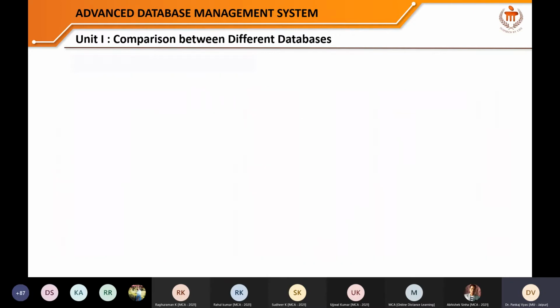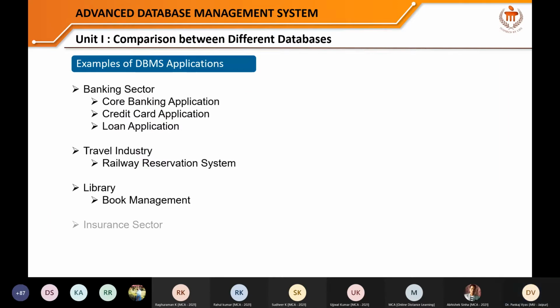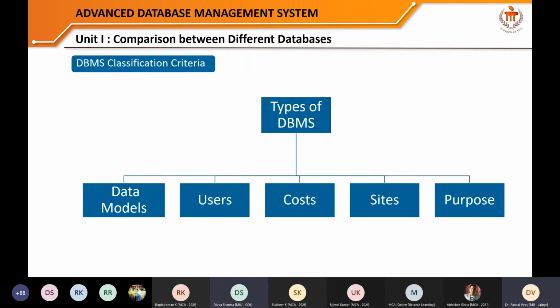So here your focus should be on the division of DBMS based on certain parameters: architecture, then data models, users, cost, size and purpose. This is the DBMS quality. That is your important topic, I can say, in your DBMS unit number 1, comparison between different databases.